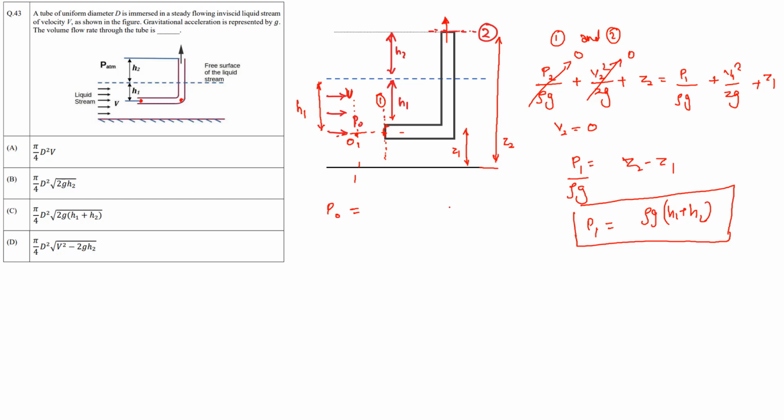Sir, where is V1? Z1 is this. So from the bottom, let's say this is your bottom. No, sir, V1. Oh, V1 is the velocity here, just at the entrance. But when you apply Bernoulli's equation between 1 and 2, V2 is 0, but V1 is not 0, right? At the entrance it won't be zero, because inside the pipe some velocity is there.